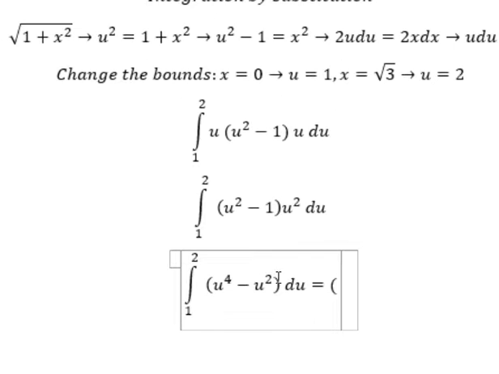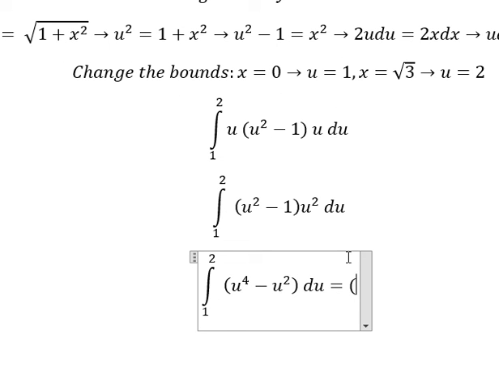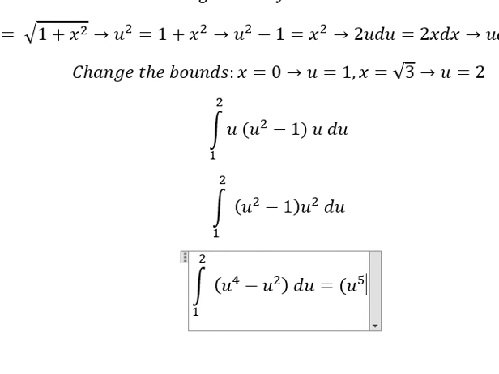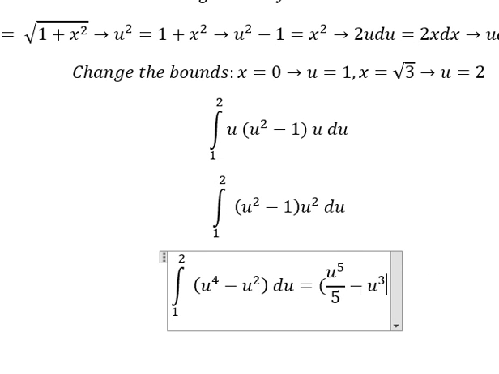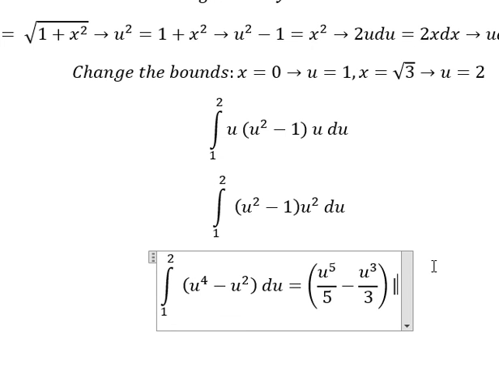The integration of u to the power of 4, we have number 5 in here. The integration of u to the power of 2, we have u to the power of 3 over 3. And then we put the bounds from number 1 to number 2.